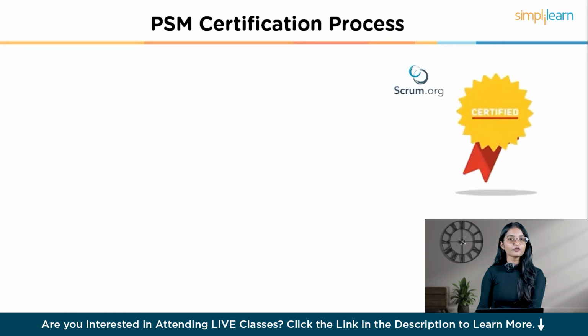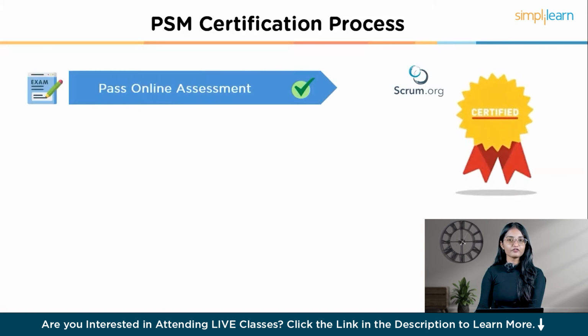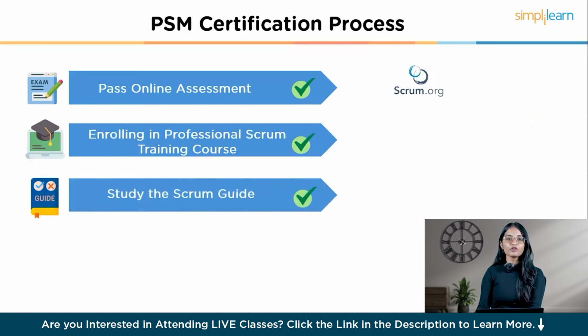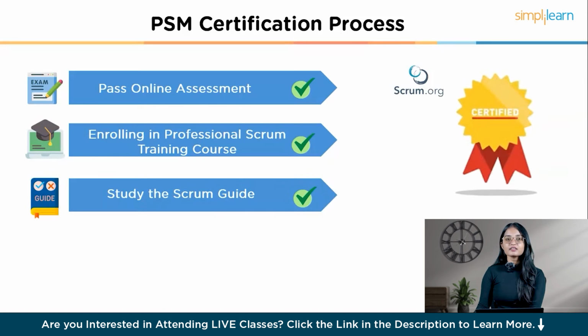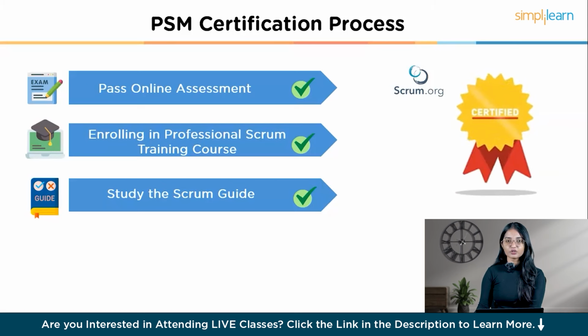Next, we will talk about the PSM certification process. At first, you have to pass an online assessment by scrum.org and pay the required fee. While training is not mandatory, enrolling in professional Scrum training courses hosted by scrum.org is highly recommended to prepare for the examination. You can choose between the professional Scrum Master or foundational courses. Next, study the Scrum Guide thoroughly. This is crucial for passing the certification exams on the scrum.org website.